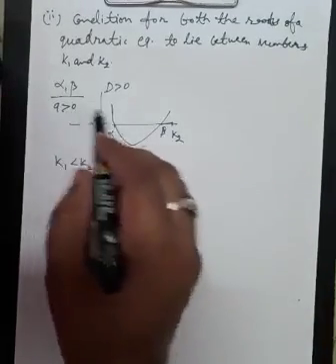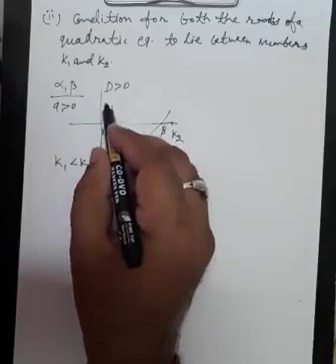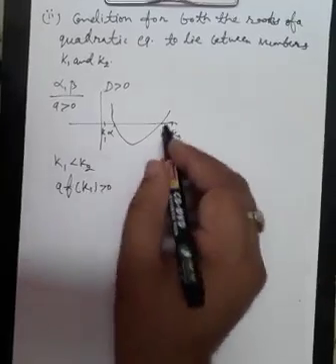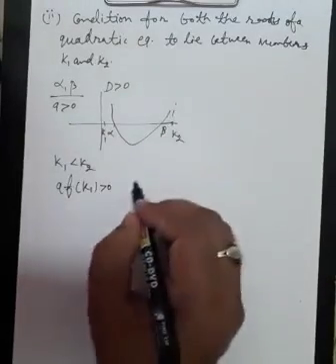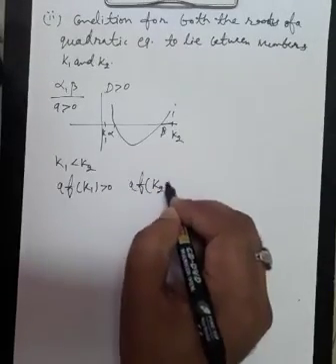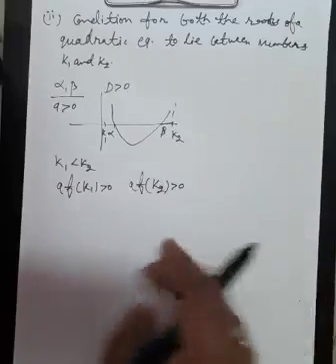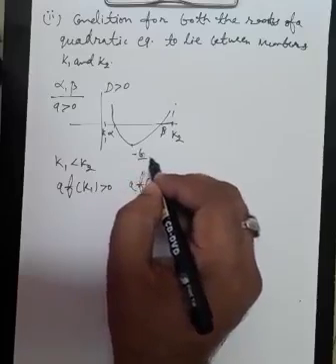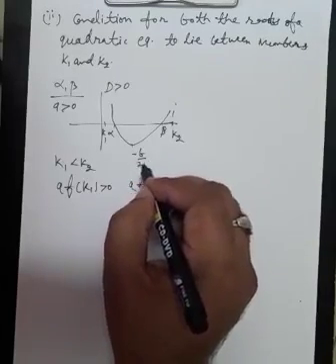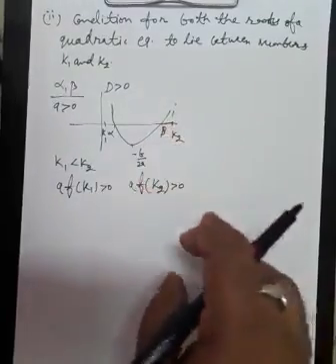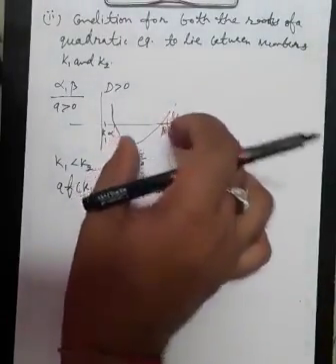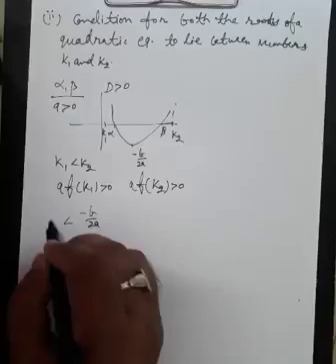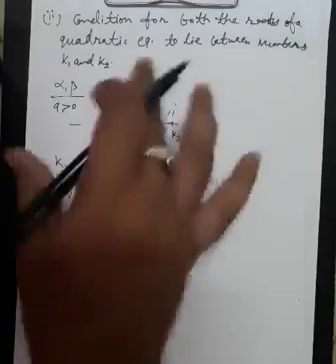Then a is positive, so a f(K1) will be positive, and from here it is also positive. Then a f(K2) is also positive. D is greater than 0. One condition is this value, minus b by 2a, which is the minimum value at this point. From this graph we can say minus b by 2a lies between K1 and K2. This is obtained when a is greater than 0.